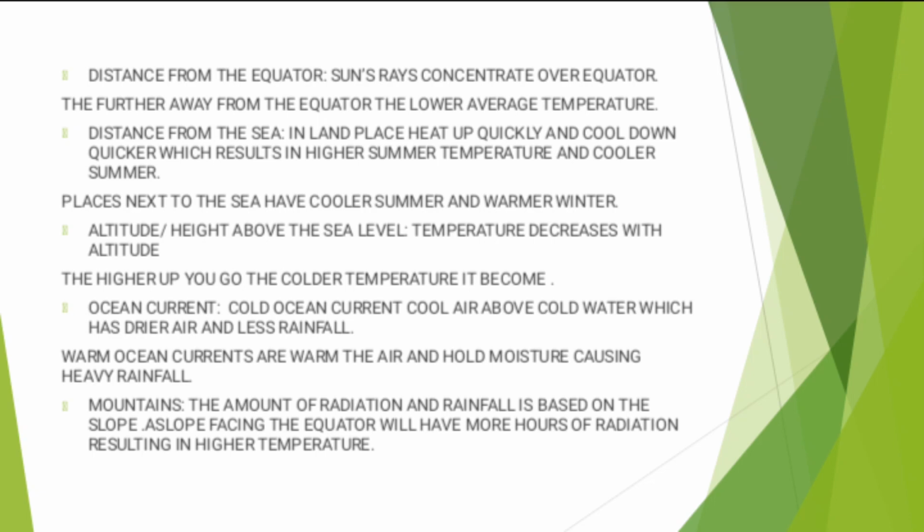Distance from the sea. Inland places heat up quickly and cool down quicker, which results in higher summer temperatures and cooler winters. Places next to the sea have cooler summers and warmer winters. Altitude: height above the sea level. Temperature decreases with altitude. The higher up you go, the cooler the temperature becomes.